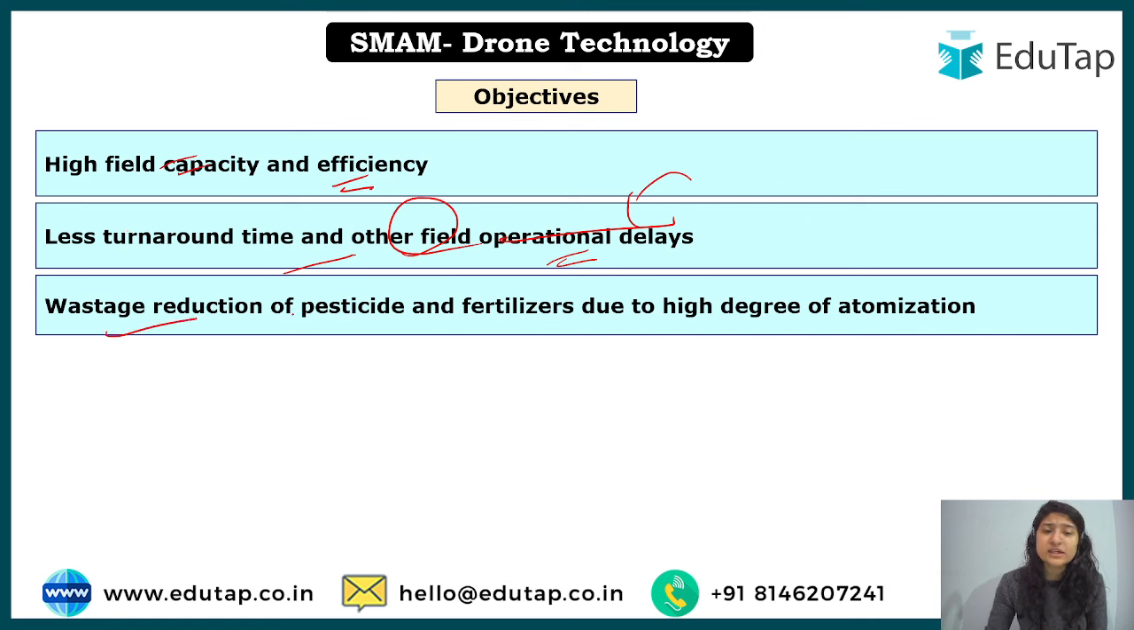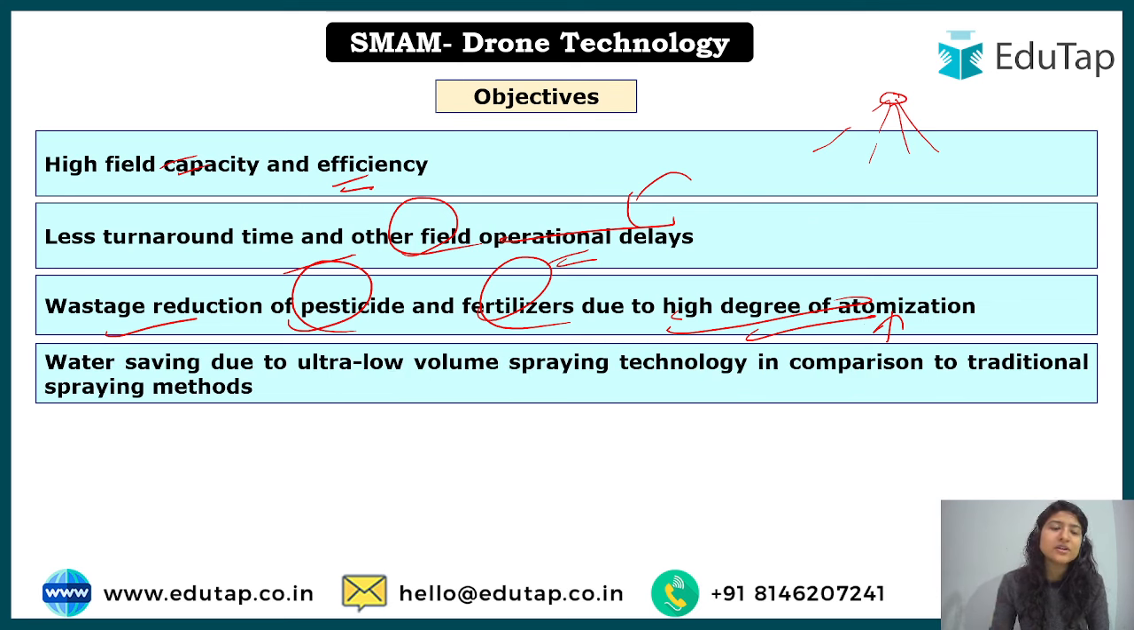Next is wastage reduction of pesticide and fertilizer due to high degree of atomization. These are technical machinery terms. You just have to understand that nozzles are required, and from those the spraying of these chemicals will be done, right? But because we are talking about precision, we are using AI technology in drones. So what will happen? There will be the least wastage of pesticide and fertilizer, and also water saving due to ultra low volume spraying technology. This is also a technology used in our agriculture machines. Here ultra low volume spraying technology will be used, and because of this, water saving will be more.